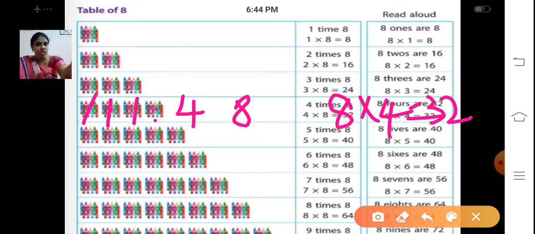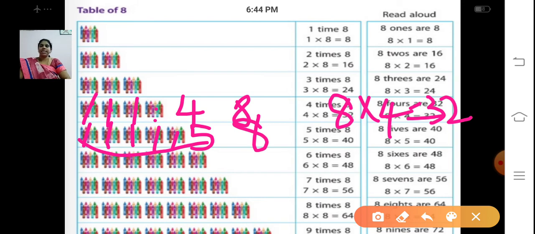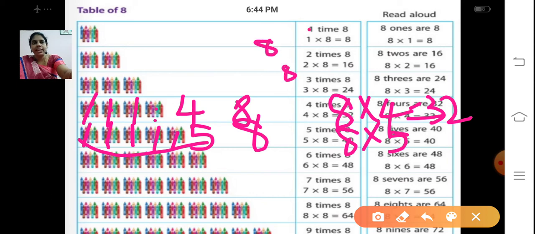Now let's move on to the next one. 1, 2, 3, 4, 5. Here we have 5 groups. In each group we have 8. Add all together and tell me the answer now. So 8, we are going to add 5 times. 8 fives are, so how many times are you going to add 8? 8, 8, 8, 8, 8. 8 plus 8, 16. 16 plus 8, 24. 24 plus 8, 32. 32 plus 8, 40. So 8 fives are 40.